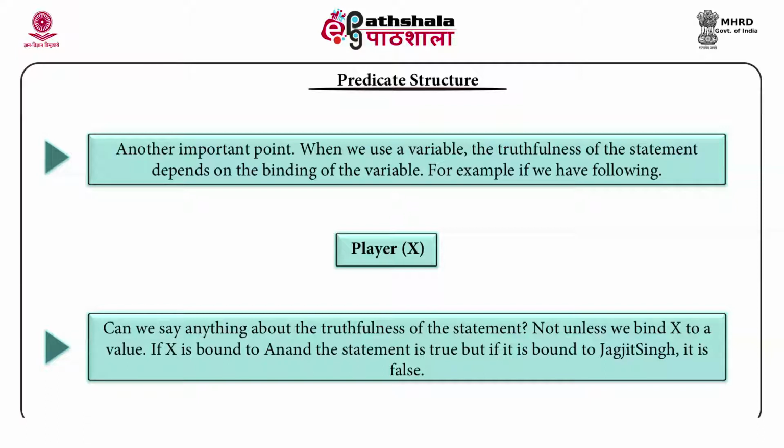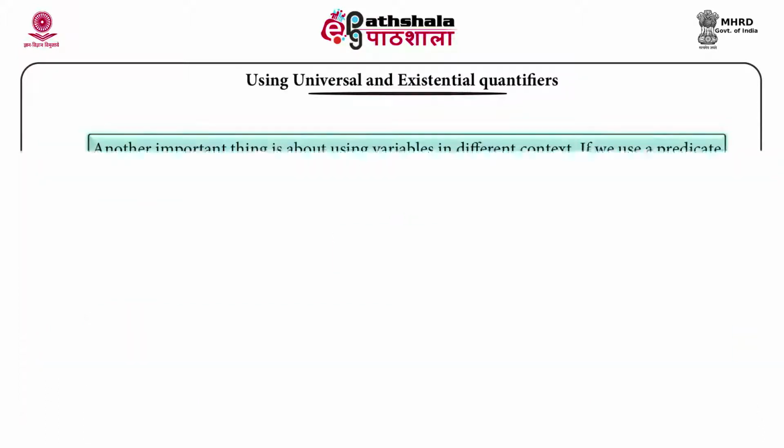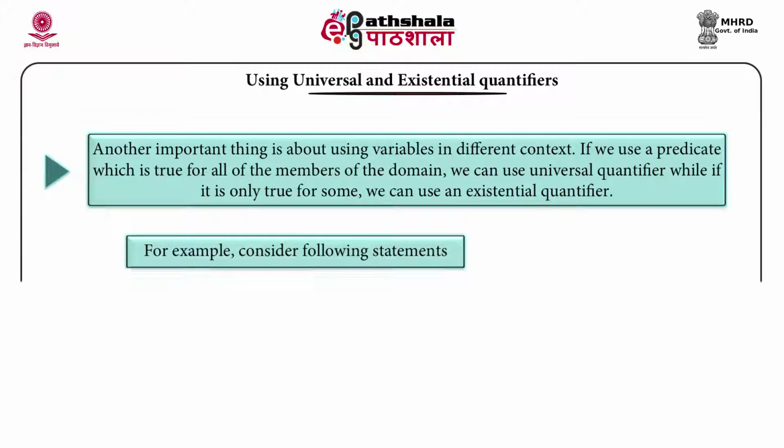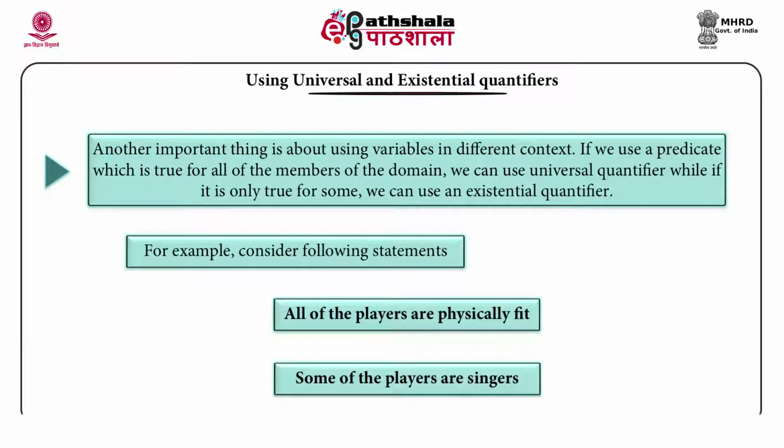Similarly, when you have the variable, for example, player X, unless X is bound, you cannot determine the truthfulness of that particular statement. Existential and universal quantifiers are very important. Universal quantifier means that the statement is true for everybody in the given domain. For example, when you say for all X, player X implies rich X, every player, whoever you qualify as player, for him being rich is true. Or for all X, housewife X implies likes to cook X, means that for everybody who is a housewife, the statement likes to cook is true.